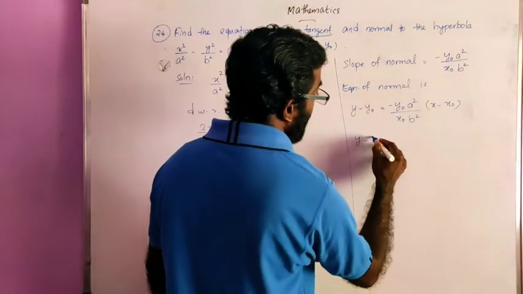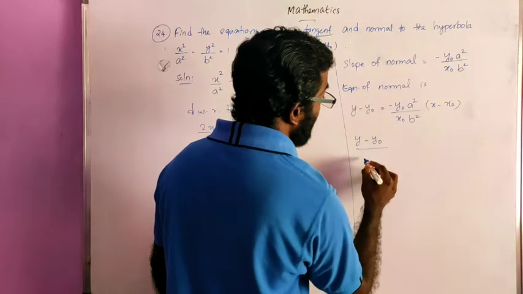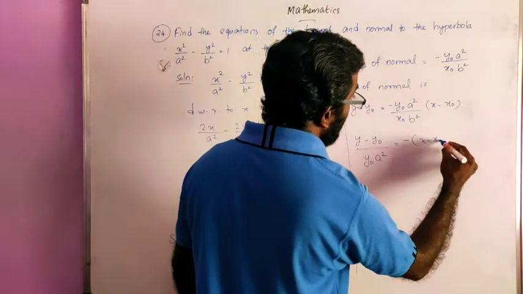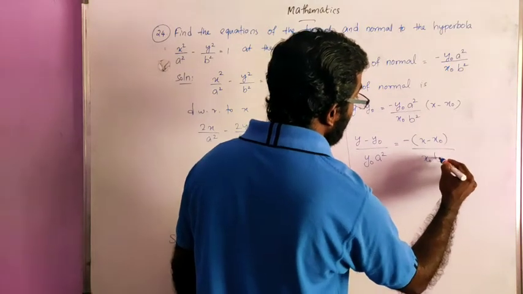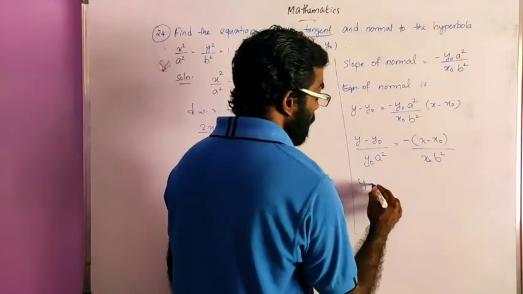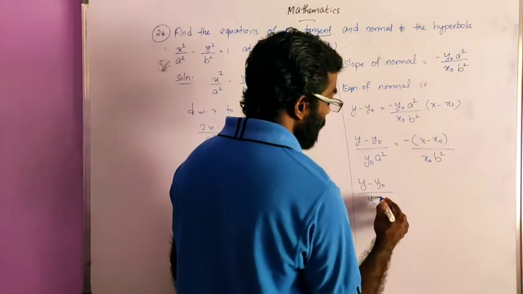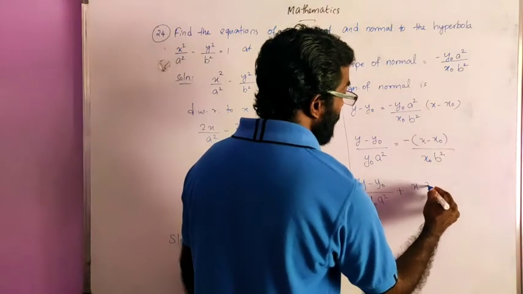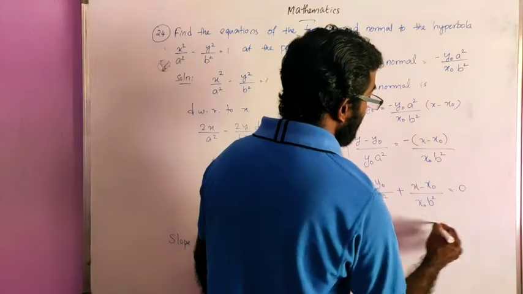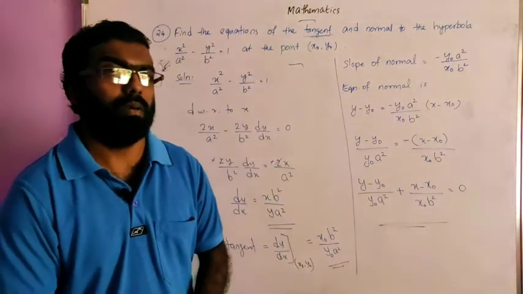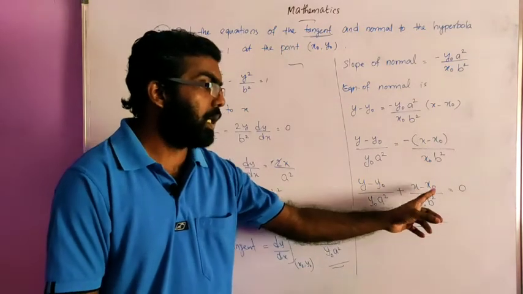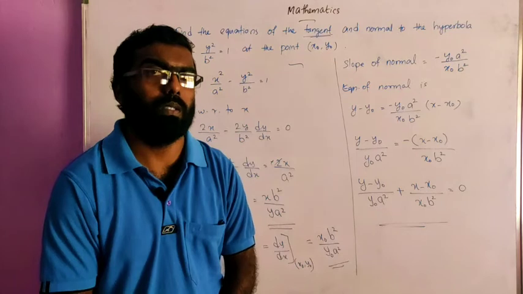Here we can write y minus y0 divided by y0 a square, I write on the denominator y0 a square, which is equal to minus of x minus x0 divided by x0 b square. Clear? Now we can take the whole term to the left side. y minus y0 by y0 a square plus x minus x0 by x0 b square is equal to 0. Okay, so the required equation of the normal is y minus y0 divided by y0 a square plus x minus x0 by x0 b square is equal to 0. Clear?